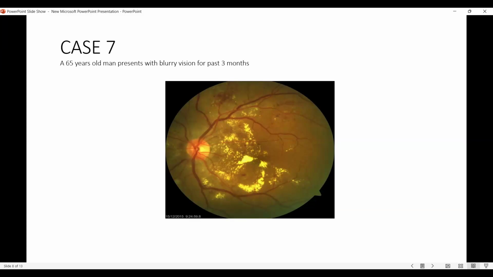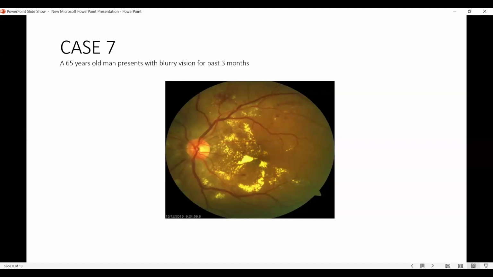You said severe non-proliferative diabetic retinopathy. Anything to add? With clinically significant macular edema, right? Okay. Then you said it is just severe non-proliferative.